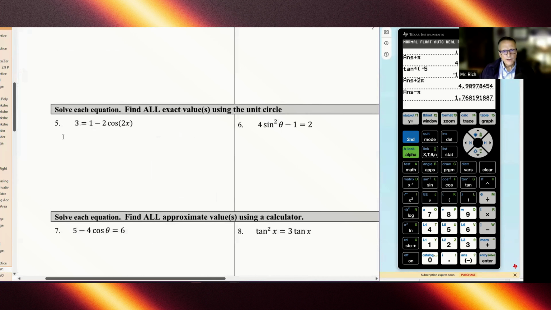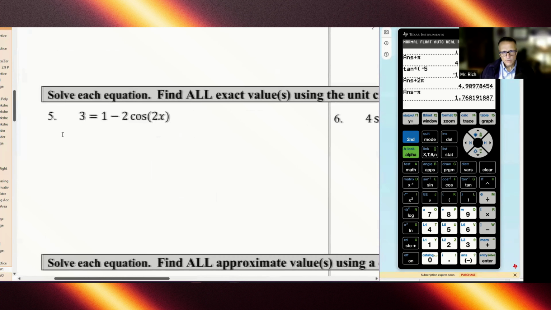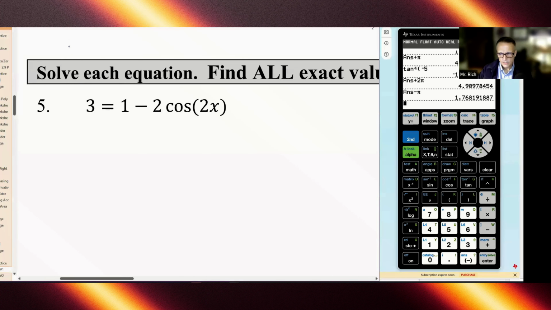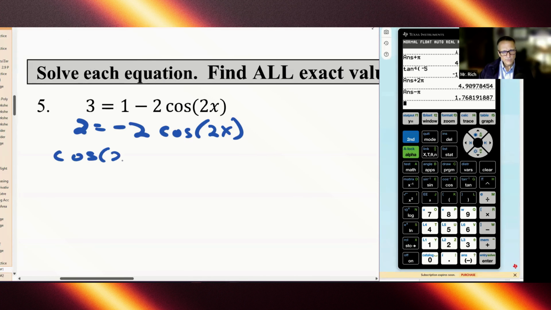Okay. It says find all exact values using the unit circle. Well, what I'm going to do is isolate the cosine 2x first. I will subtract 1, divide by -2. Gives me cosine of 2x equals -1. Well, I'm going to deal with the fact that it's not cosine x, it's cosine 2x, after I simply list out what my solutions are for the cosine of an angle.